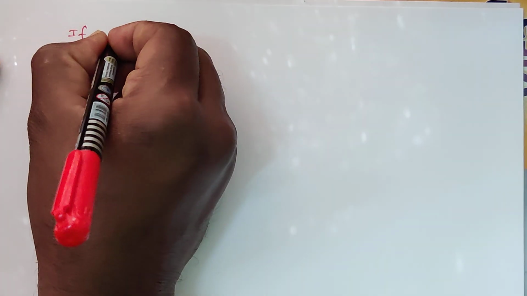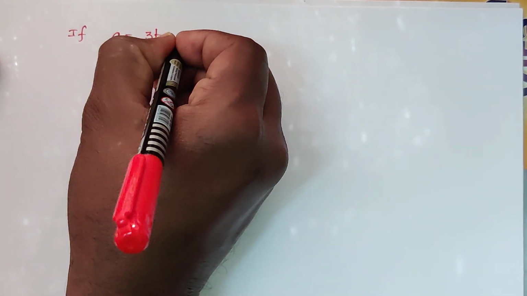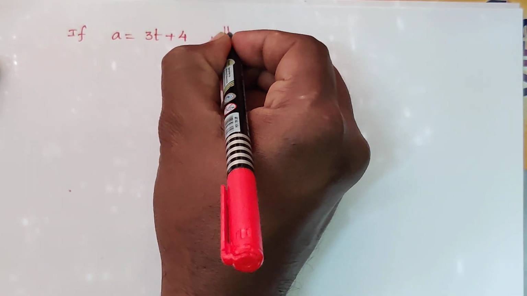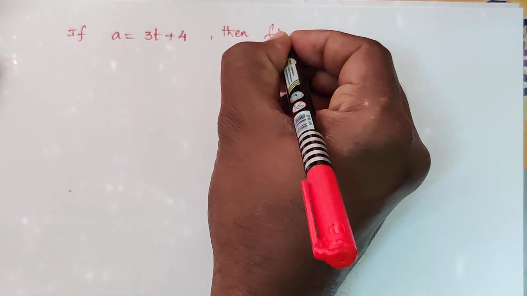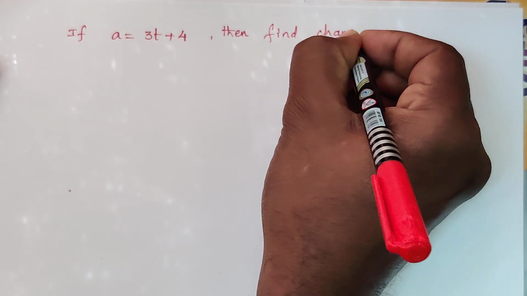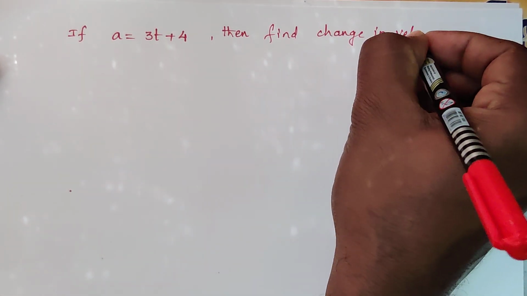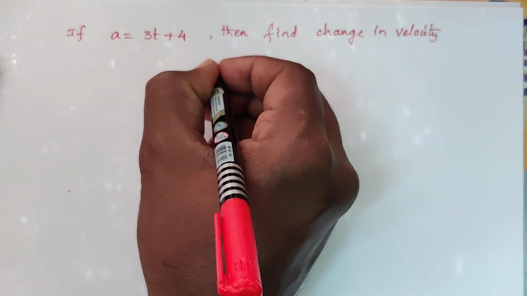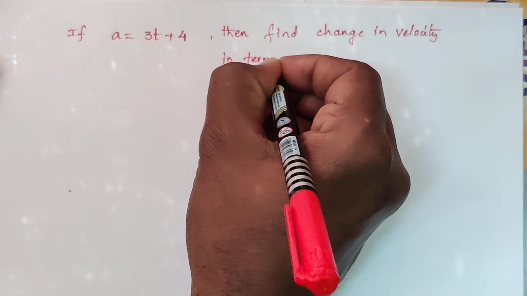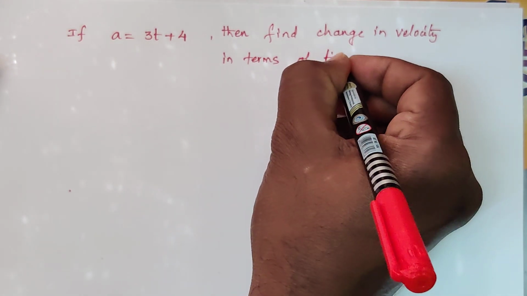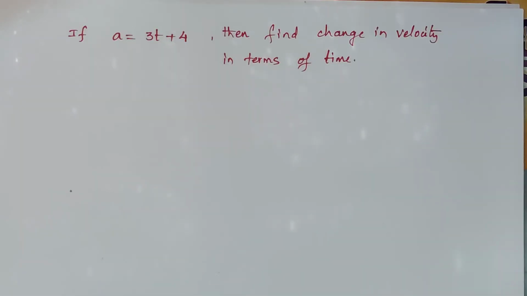One more question. If acceleration a equal to 3t plus 4, then find change in velocity in terms of time. Okay. So for this question, if a equal to 3t plus 4, then find change in velocity in terms of time.